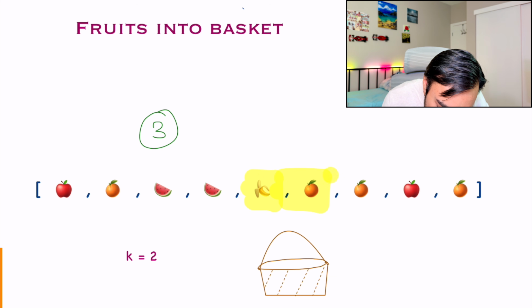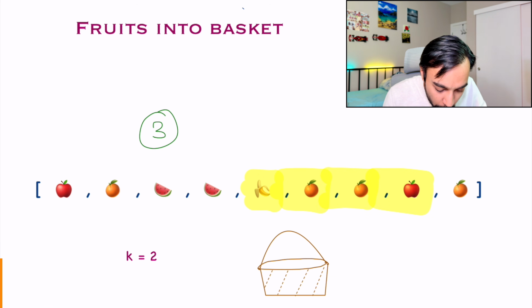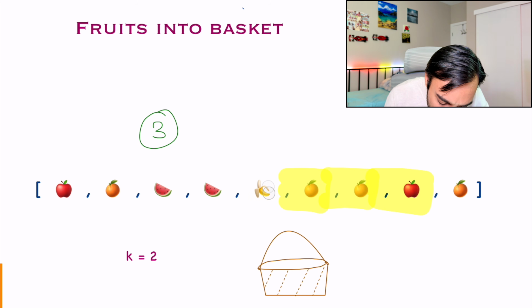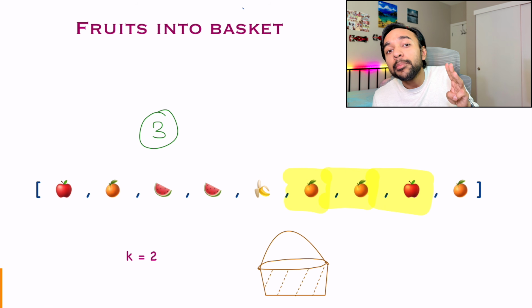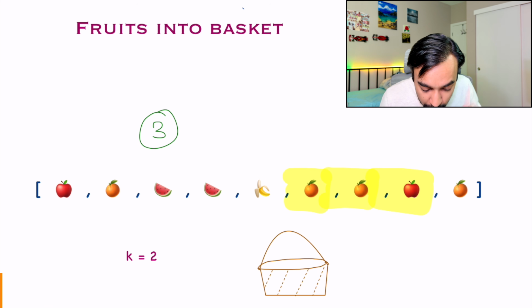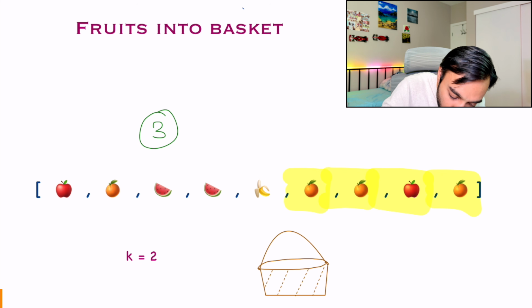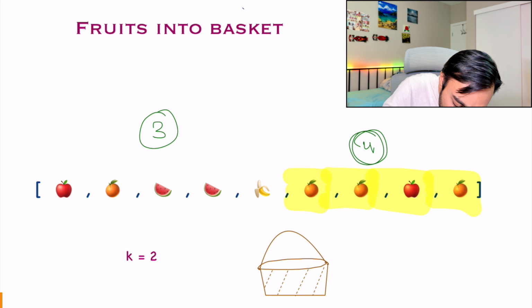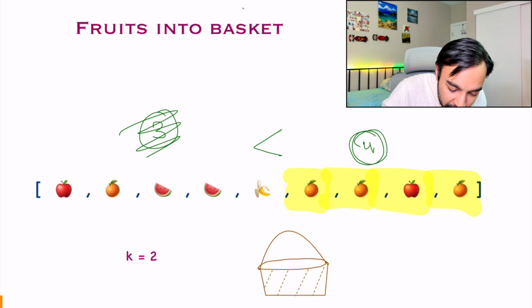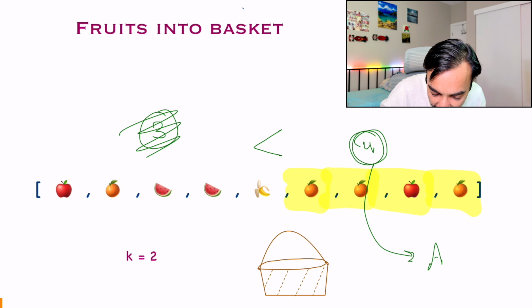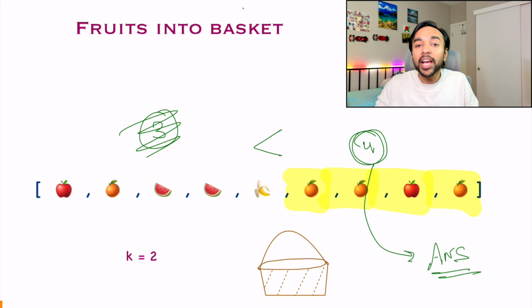I can now increase. Can I add one more orange? Yes. Can I add an apple? No. So I will reduce it. Notice that I was still able to have only three maximum fruits. Can I add an orange again? Yes, because once again in my basket, I only have two types of fruits. But the total fruits I collected over here is 4. 4 is greater than 3, so I will update this value. I have scanned my entire array. That means 4 is my answer.